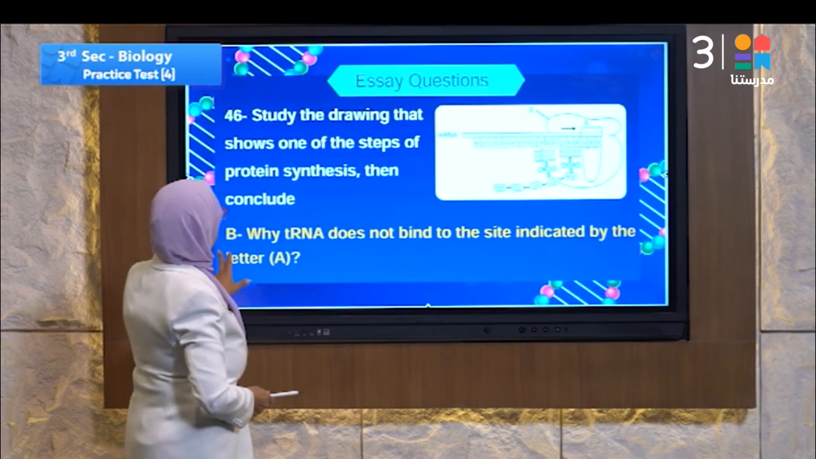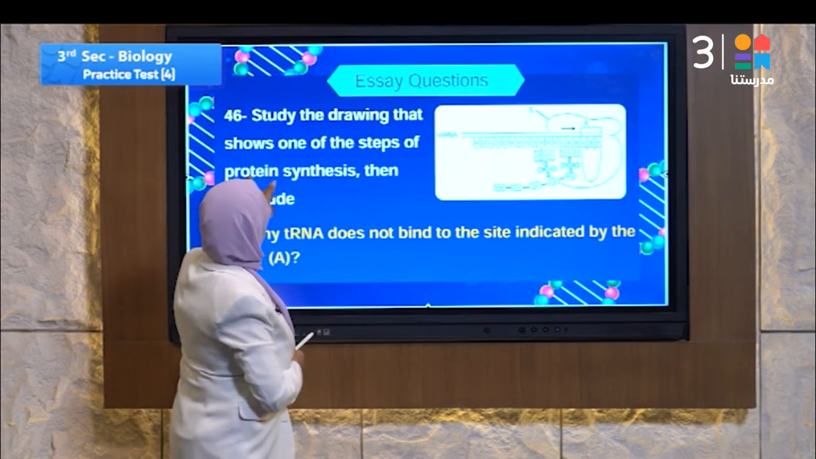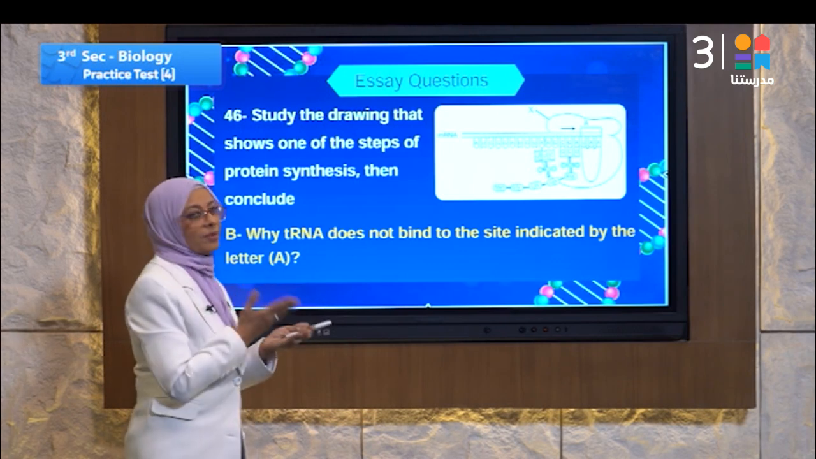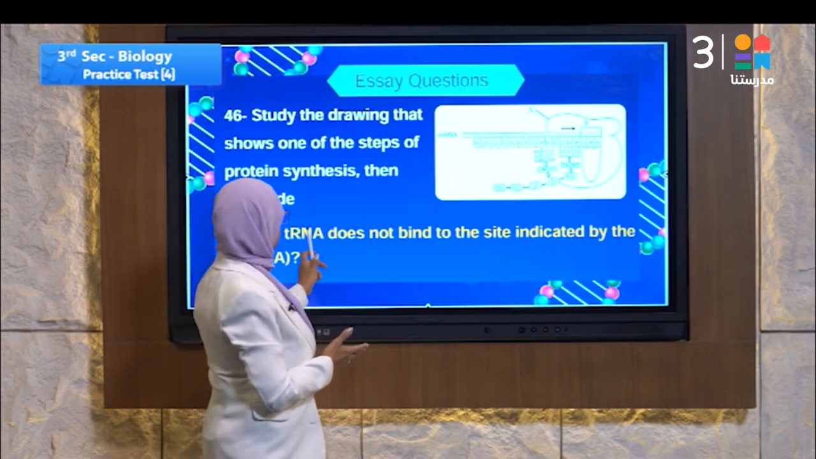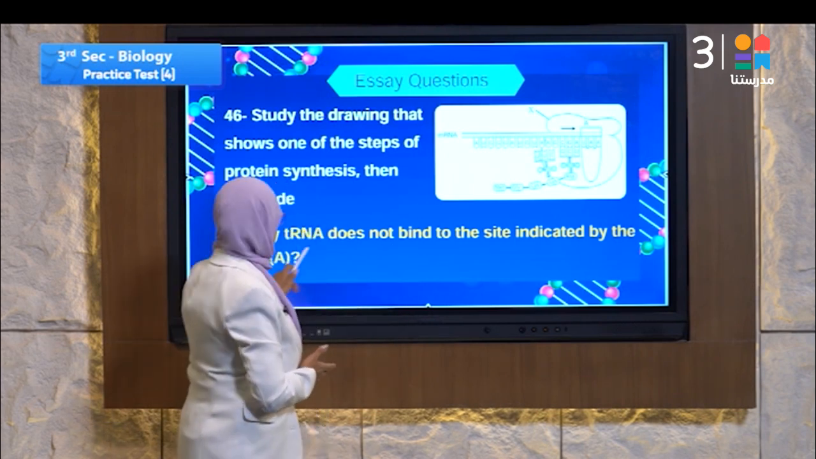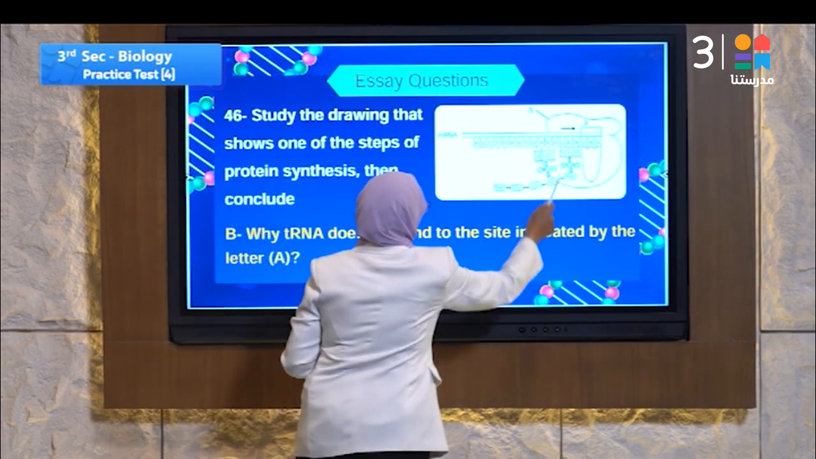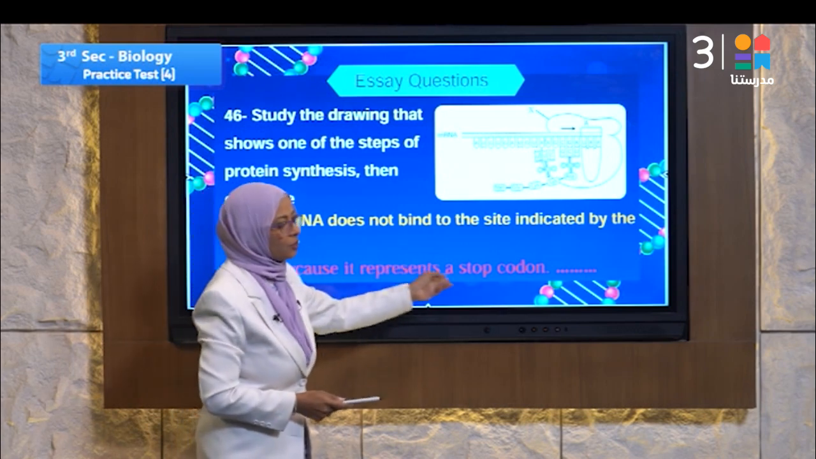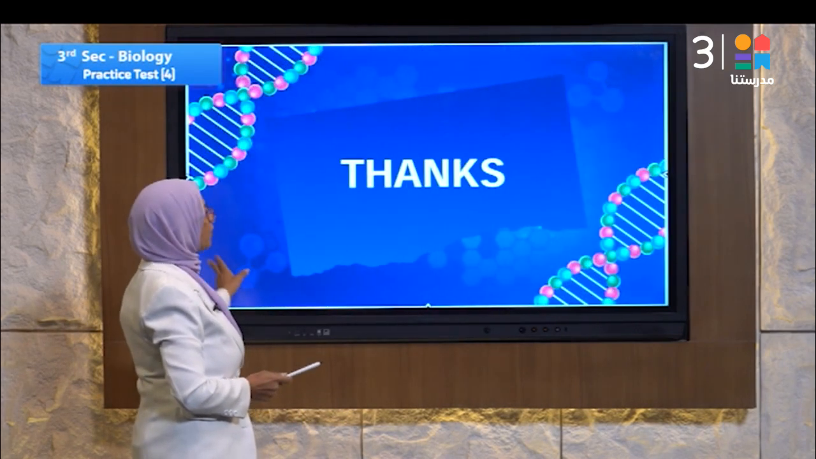So, what are the other parts? Study the drawing that shows one of the steps of protein synthesis, then conclude. Number B. B, Y transfer RNA does not bind to the site indicated by the letter A. Why? They are not bound with A. Because A represents a stop codon.